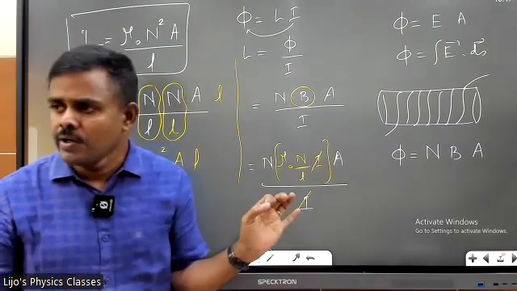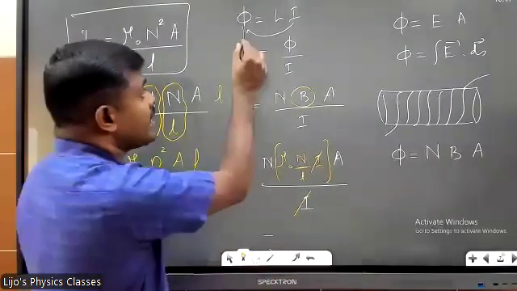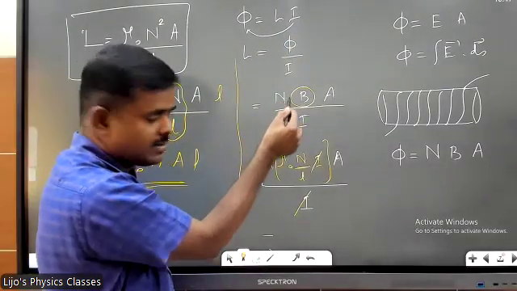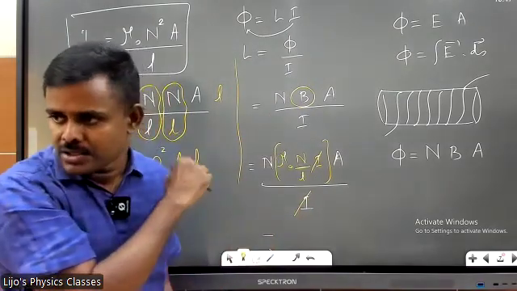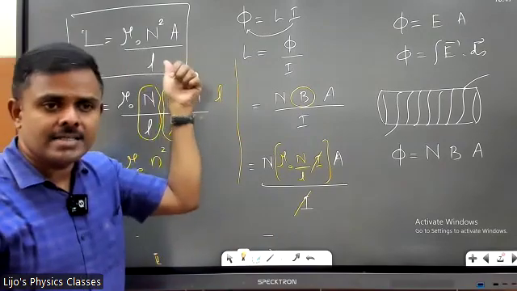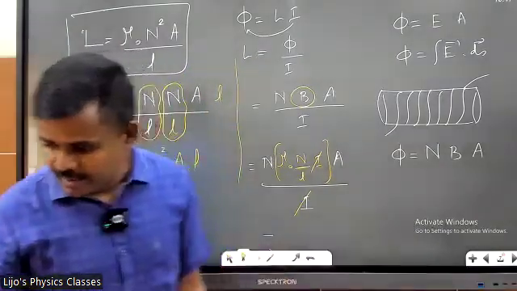In a similar way we will do it for mutual inductance also. How are you going to do it? Phi is equal to M I, and M will be phi by I. Same way we will proceed. We will get mu 0 Ns Np A by L. Why Ns and Np? Secondary and primary.